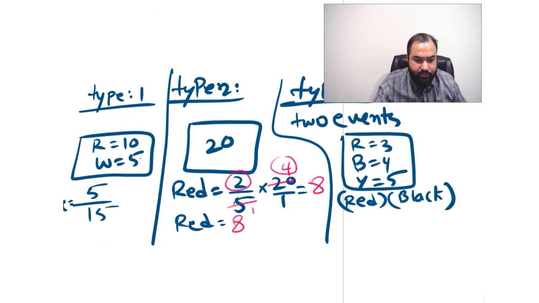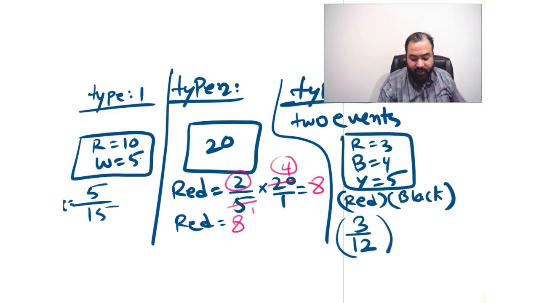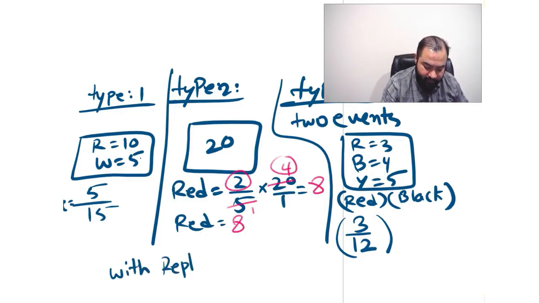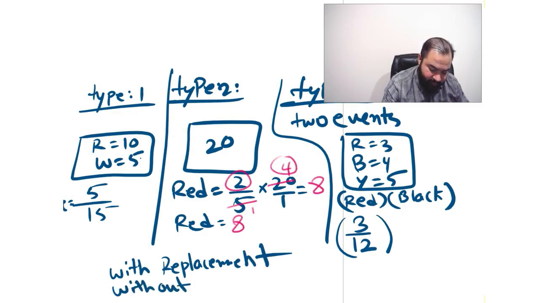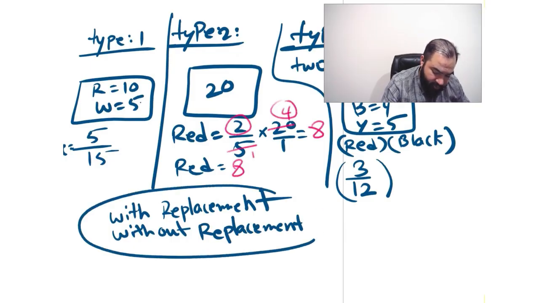Now the probability of getting a red first is 3 out of, if you add them all, 4 plus 3 is 7, plus 5 is 12. That's the probability of getting red. Now there are two terms you have to understand: with replacement or without replacement.